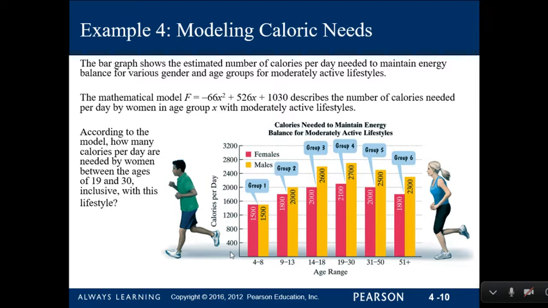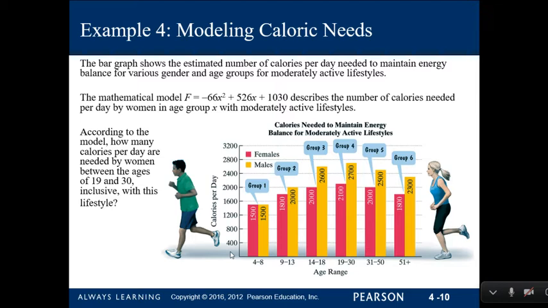And pay attention to what it describes. It describes the number of calories needed per day by women in different age groups. So if you go down to the chart, it has females in red, males in yellow, and then different age ranges. Each group 1, 2, 3, 4, and 5 is a different age range. 4 to 8, 9 to 13, you all fit into group 3, 14 to 18. I fit in one of the other ones, group 5, actually, 31 to 50. So that would be me.